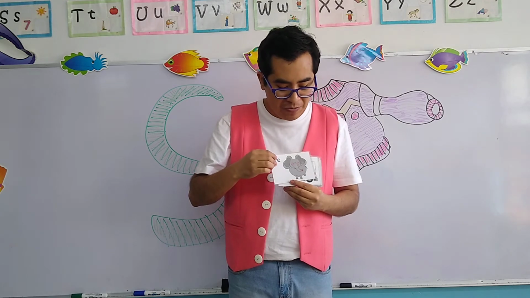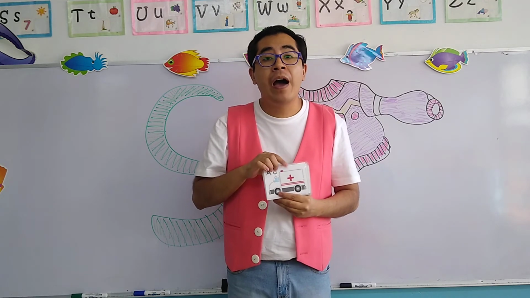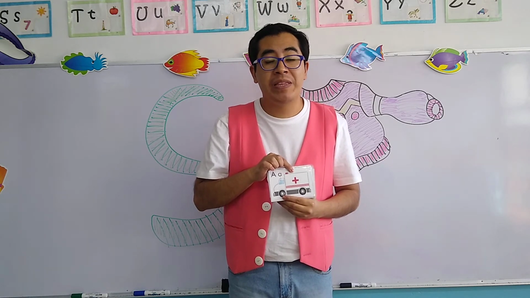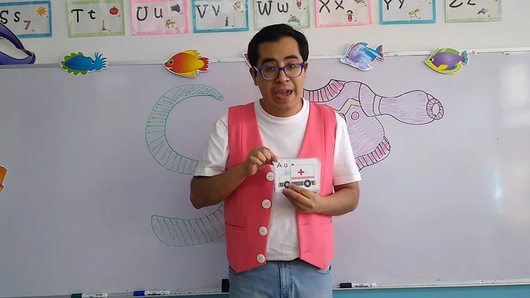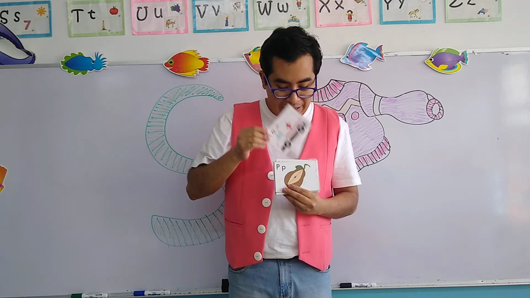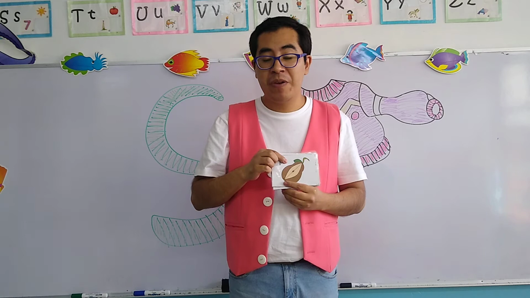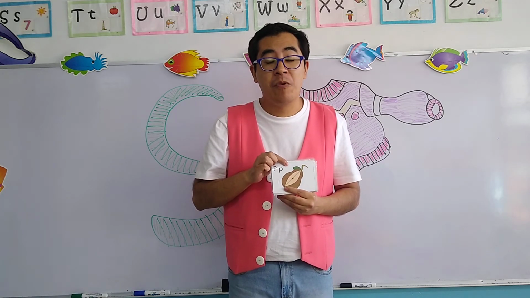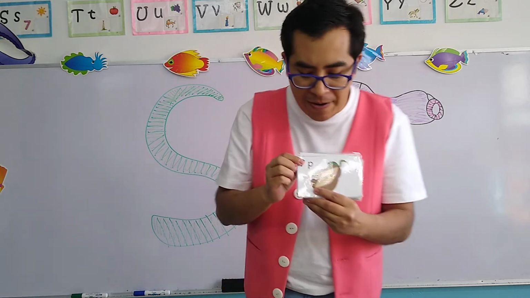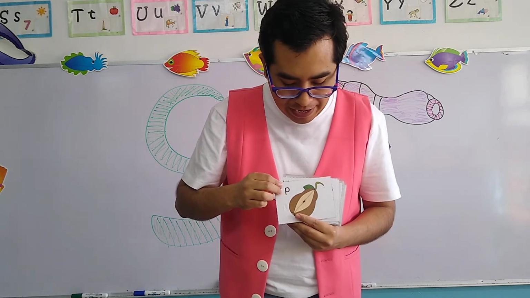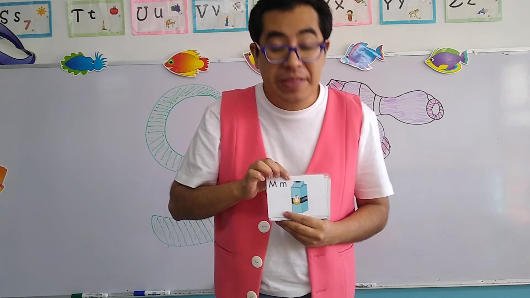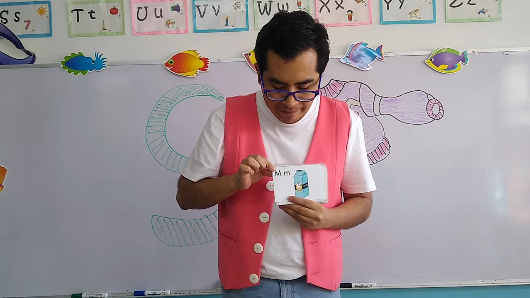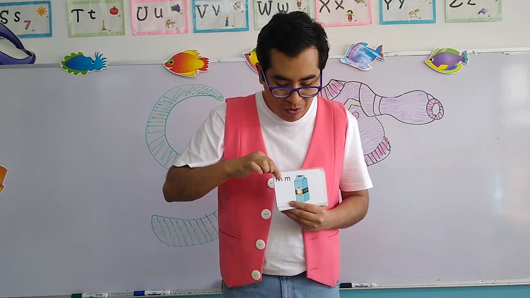Very good. Let's continue with another card. We have an ambulance, and the ambulance begins with the letter A. Very good, excellent. Then we have, this is a fruit, remember, we have a pear, and the word pear begins with the letter B. Then we continue with the milk, and the milk begins with the letter M.